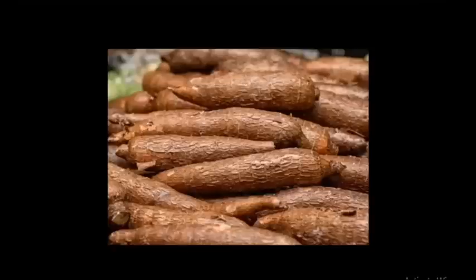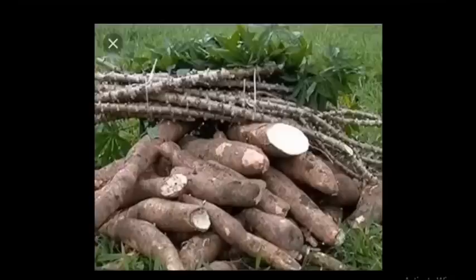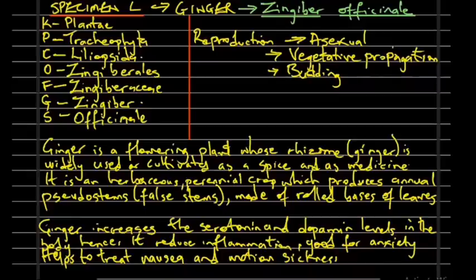So looking at other pictures, this is what the picture looks like again. These are cassava tubers. You can see this is a freshly cut cassava tuber, and then we have the stem as well as the leaves. So that is basically what we have for this particular specimen. So we'll move over to the next specimen, which is specimen L, and that is ginger.